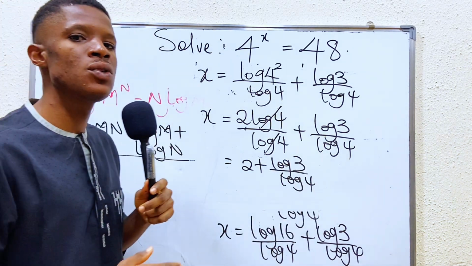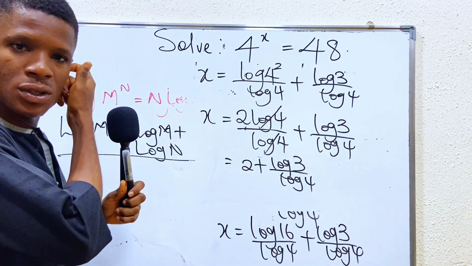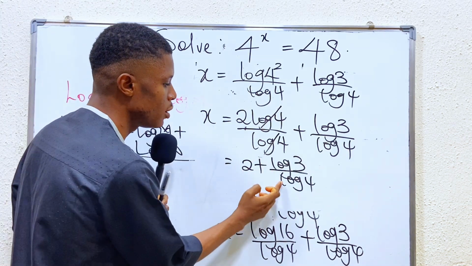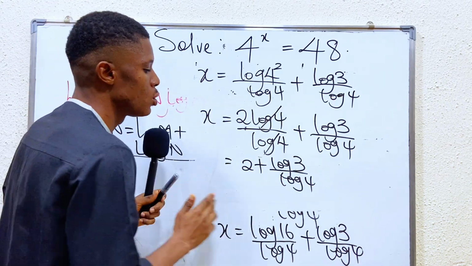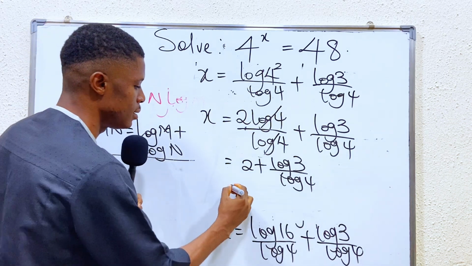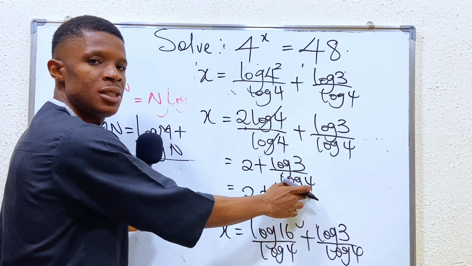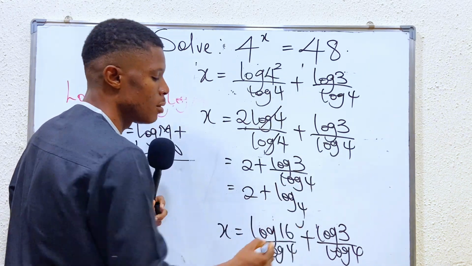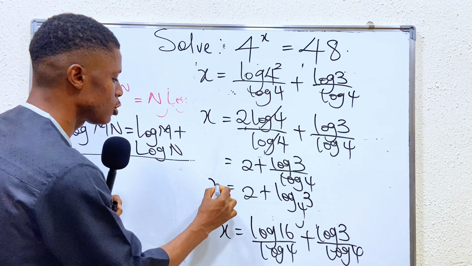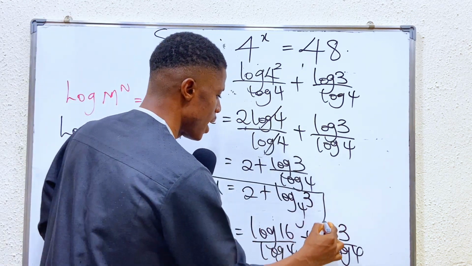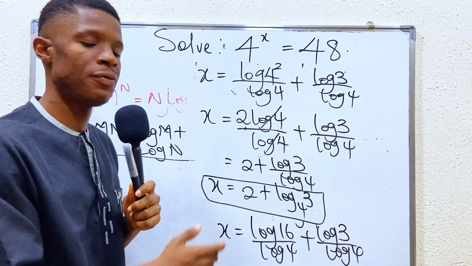So we can actually use change of base to simplify this term. If you use change of base, you understand the idea of common base, which is base 10. So you can now rewrite it as 2 plus log, where the log in the denominator, 4, becomes the base, and this one becomes 3. So this is actually the value for x. So x is 2 plus log base 4 of 3.